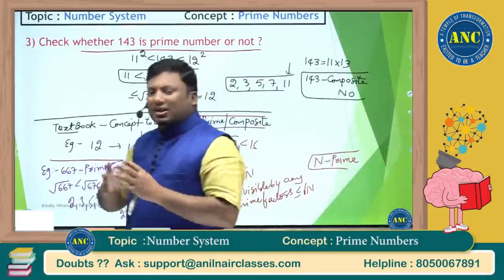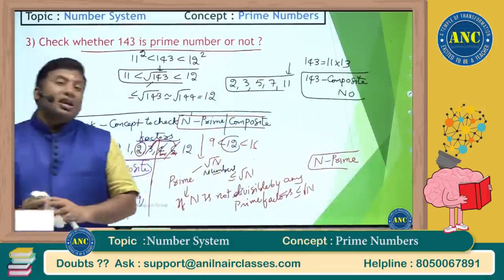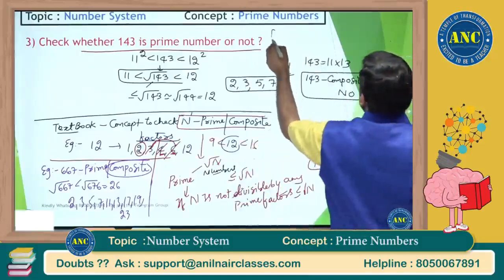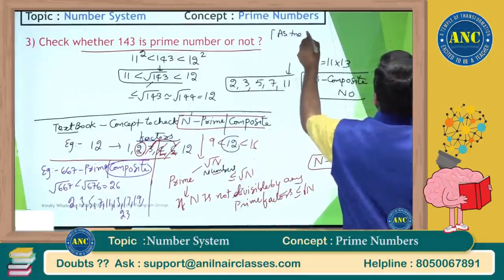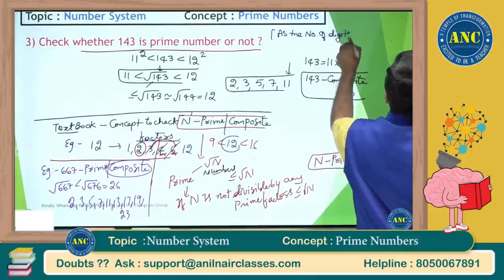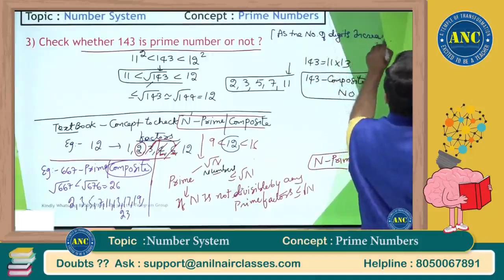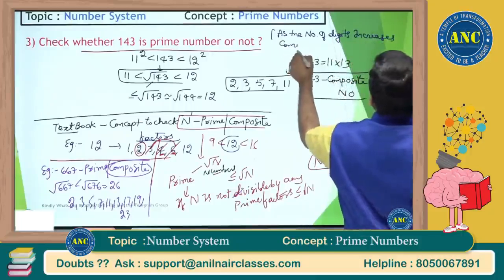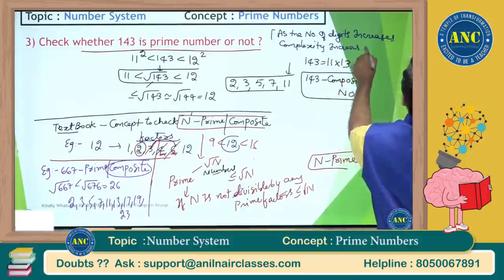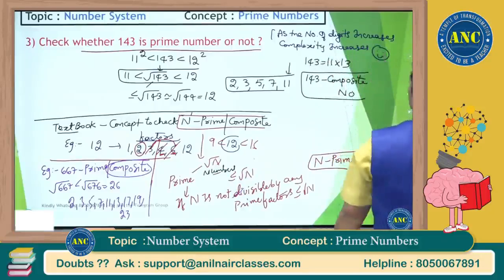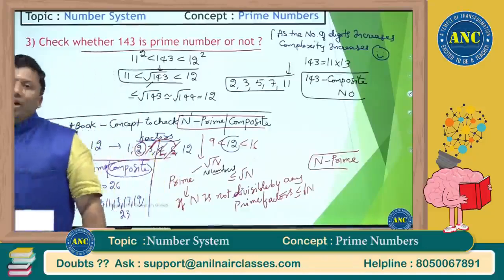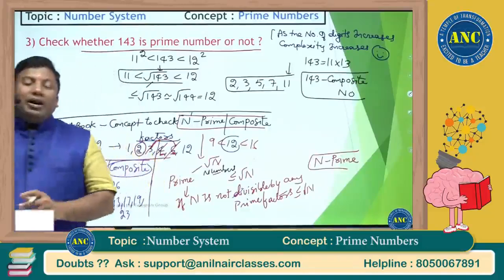This concept is a good method for a smaller number of digits. As the number of digits increases, please write down this concept: each and every rule has a demerit. As the number of digits increases, complexity increases. Therefore, this method should not be used for numbers with more digits. For numbers with more digits, this logic might not be the best logic.